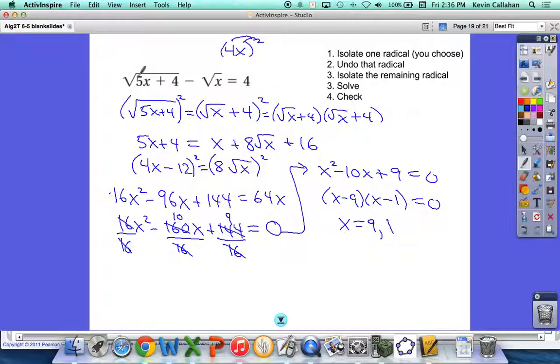And you could check. Let's see, 45, 49, that'll make 7 minus 3 equals 4. Check. Square root of 9, 3 minus 1, is that one not working? 5 times 1 is 5, plus 4 is 9. The square root of 9 is 3. 3 minus the square root of 1 would be 3 minus 1, 2. That's not good. So this is extraneous.